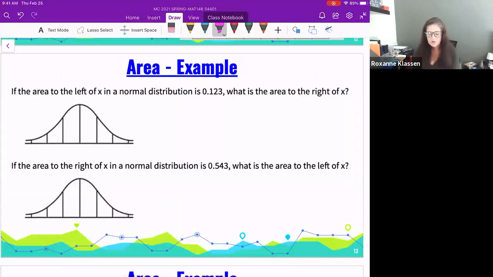Now, this is on your worksheet. It's saying the area to the left of X is 0.123. What's the area to the right? So the area to the left is 0.123. What's the area to the right? How would you find that? We don't have to look at a table. We just have to use what they gave us.